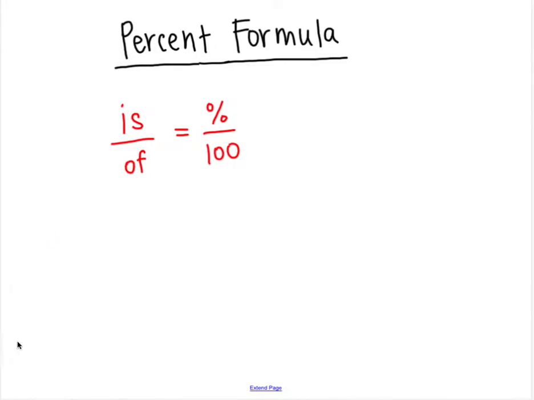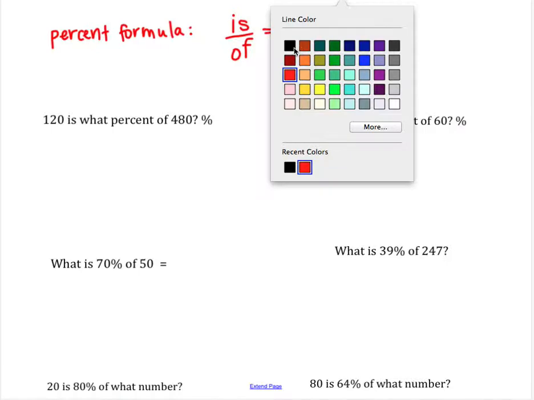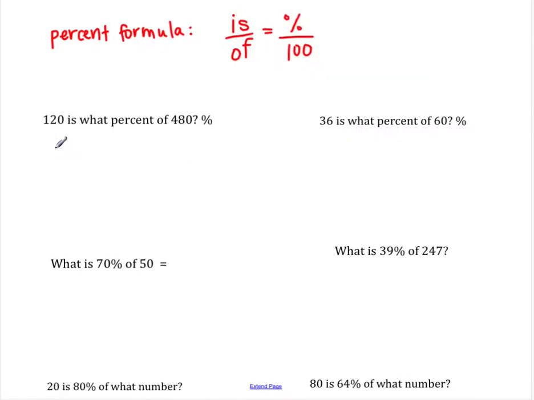So I wrote up some examples. Here's our percent formula. Is over of equals percent over 100. Okay, so the first example, let's do blue here. 120 is what percent of 480? So I'm going to plug in these numbers to my percent formula. 120 is, so this goes in the is part of the fraction.